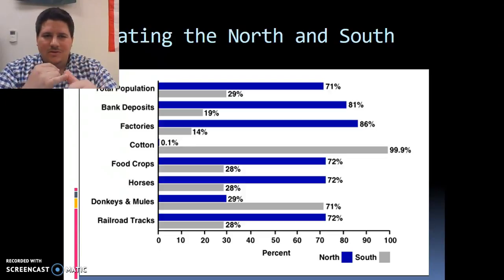Population-wise, the North has a much larger portion of the population. They have the bank deposits. Wars are extremely expensive, they cost a lot of money. You look at recent wars in American history: the war in Iraq cost over $1 trillion, and the war in Afghanistan cost over $1 trillion.